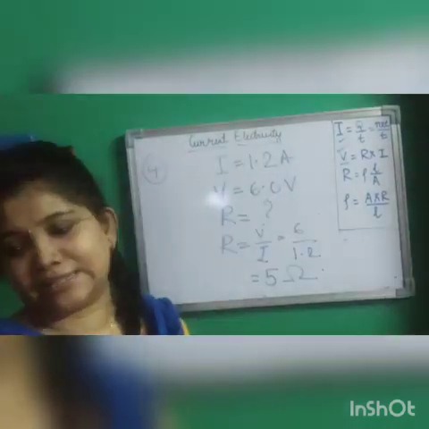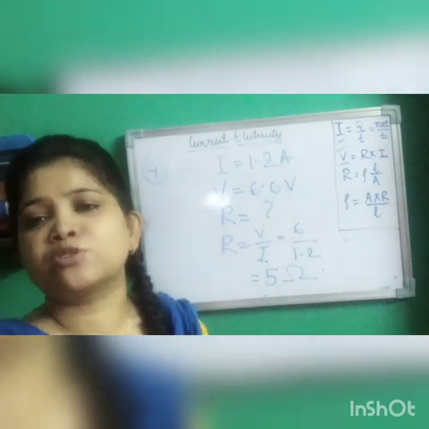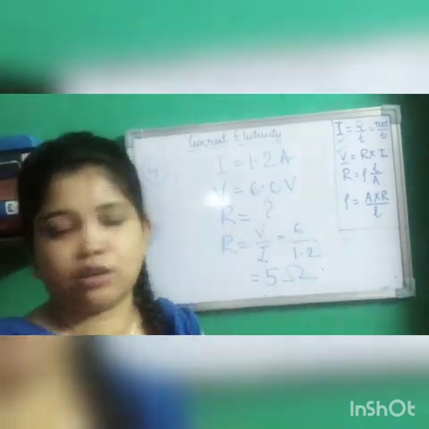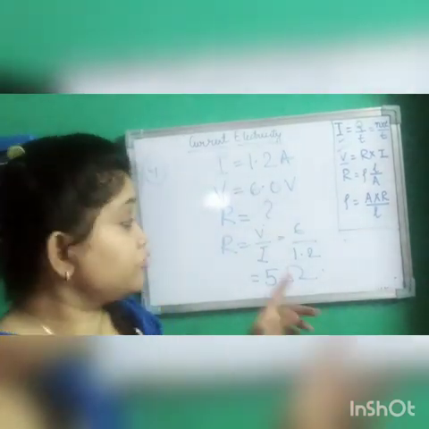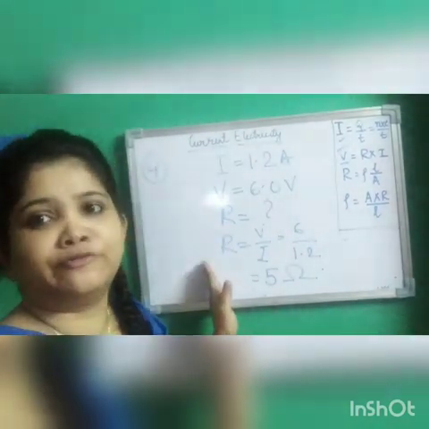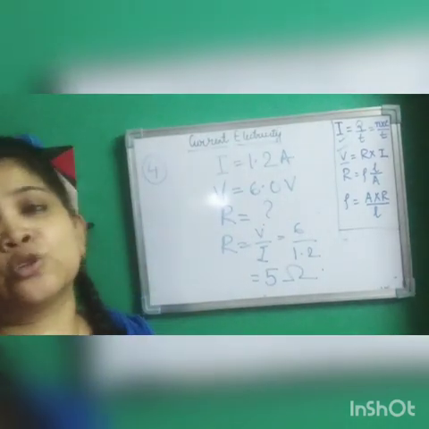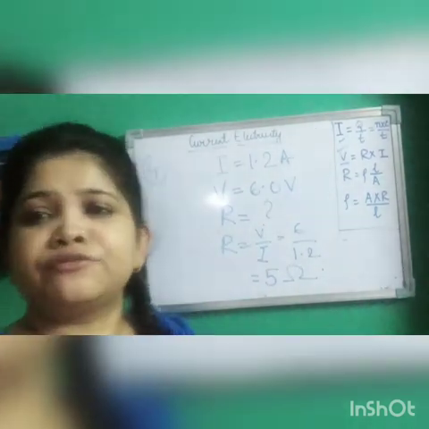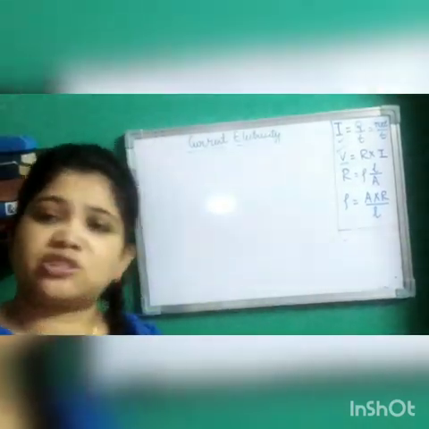Now 5 and 6, students, are of the same type. They are also based on Ohm's law to find the resistance of the bulb or conductor. So for 5 and 6, you will just follow sum number 4 and do them yourself. After 5 and 6, I'll move to question number 7. Students, let's do question number 7.